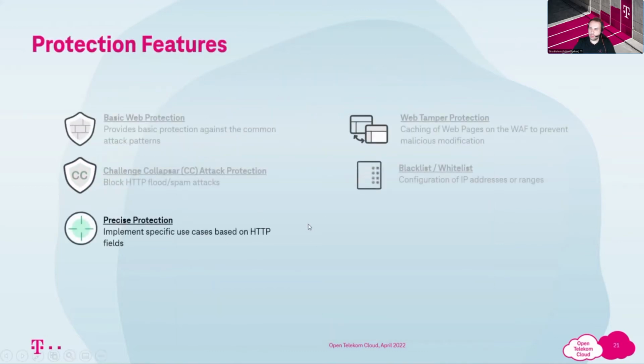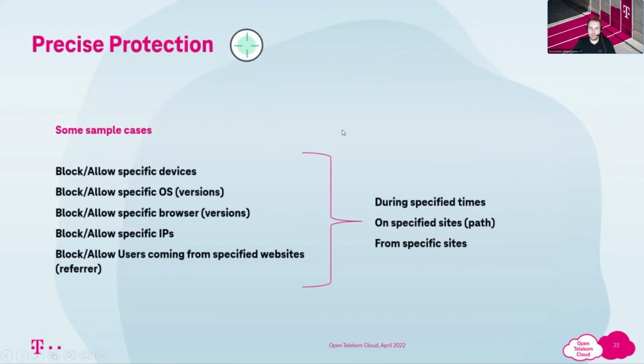Then we have the precise protection. For this one, you create the protection policies directly on the HTTP field. This means you can use, for example, the user agent field of the HTTP package to block specific devices or specific IPs or users coming in from a specific website. This is a referrer field in the HTTP package. And you can also specify how long it should be available, like a campaign, for example, for which path or from which website the user comes from to directly block him.